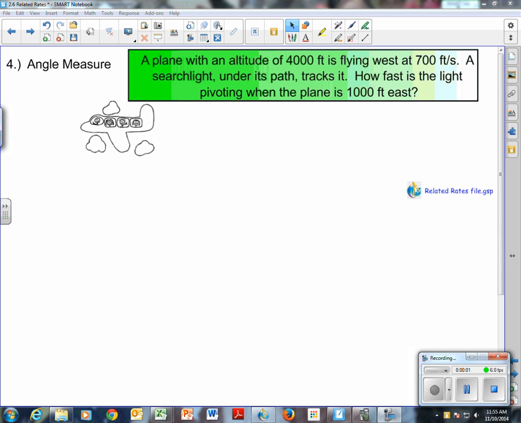Hi there, we're working on 2.6 and problem number 4. This one has to deal with an angle measure and a plane flying overhead. So a plane with an altitude of 4,000 feet is flying west at 700 feet per second. A searchlight underneath its path tracks it. How fast is the light pivoting when the plane is 1,000 feet east?